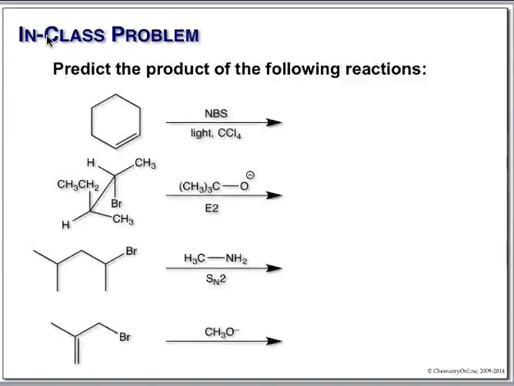All right, next we have a bunch of fairly simple substitution and elimination reactions. Also a couple radical reactions. We look at our first one. We have cyclohexene. Our reactants here are N-bromosuccinimide, light, and CCl4 as a solvent. We should immediately recognize that NBS in light is going to generate bromine radicals.